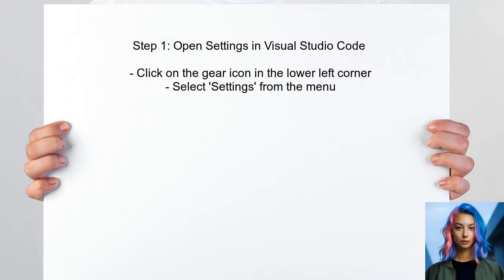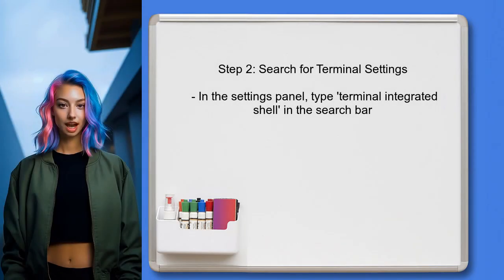To change the default terminal in Visual Studio Code, the user should first open the settings. This can be done by clicking on the gear icon in the lower left corner of the window. Next, the user needs to search for the terminal settings. In the search bar at the top of the settings panel, they should type Terminal Integrated Shell.